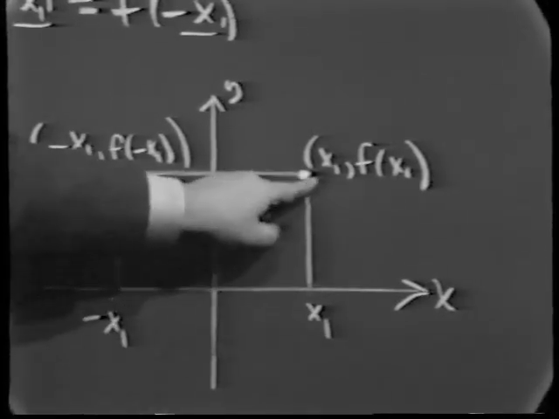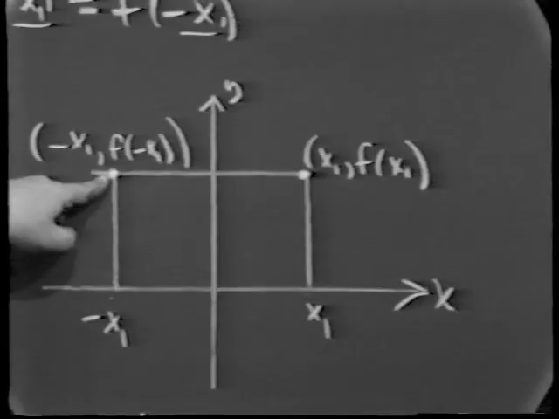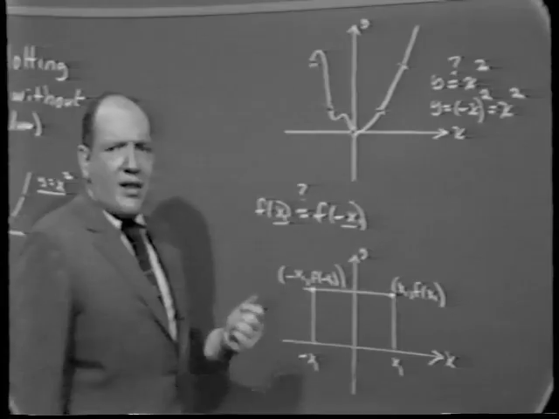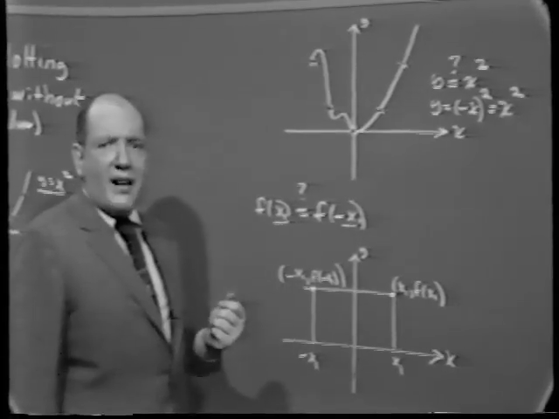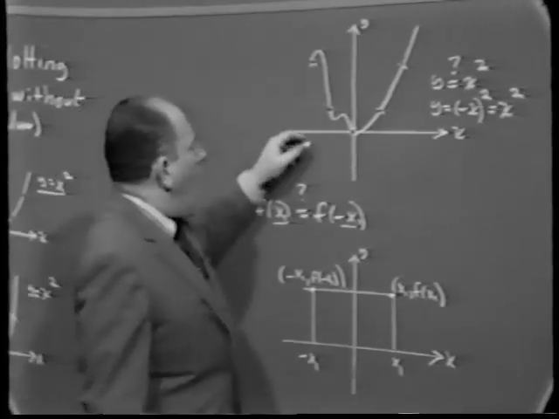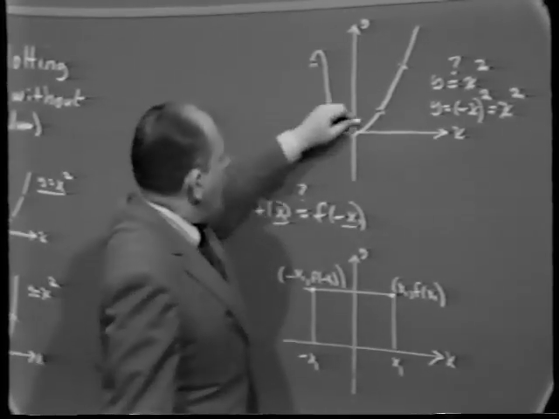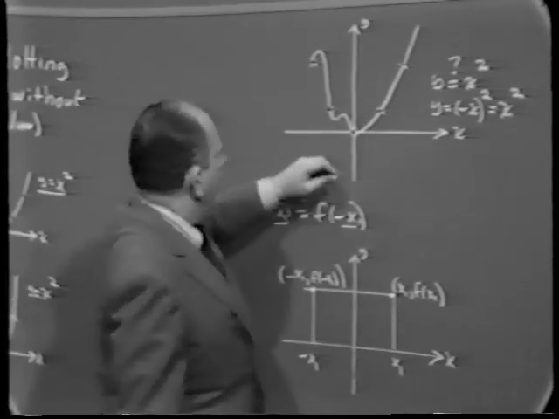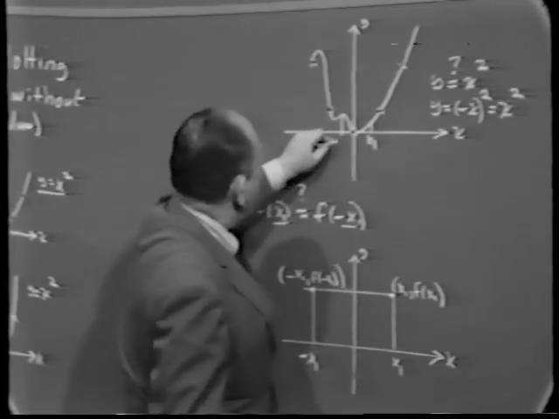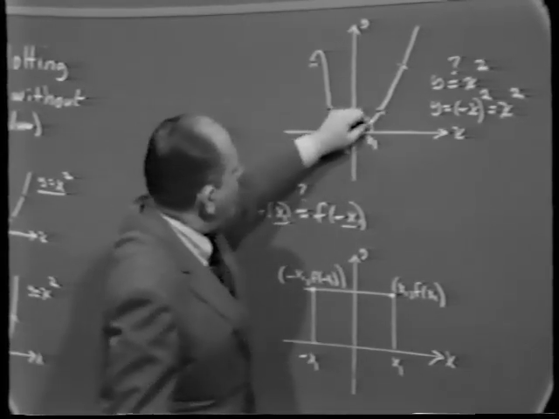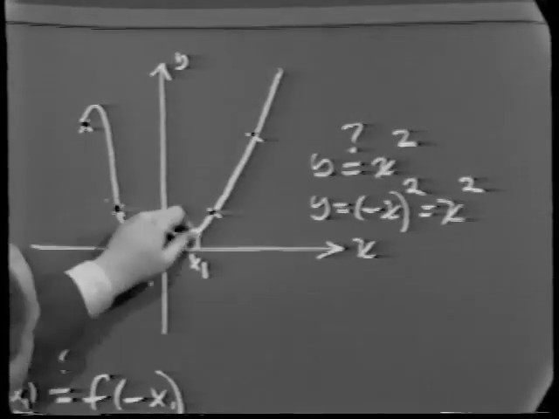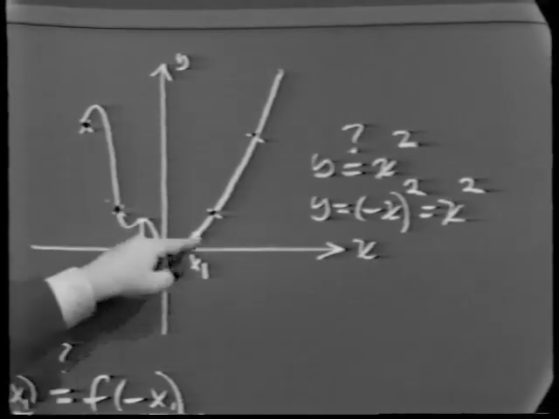In short, this point is the mirror image of this point. In terms of a graph, if f of x equals f of minus x for all x, the graph of y equals f of x is symmetric with respect to the y-axis. By the way, that's why we could rule out this type of possibility here. For example, here's x1 over here, here's minus x1, and notice that for this choice of x, the points on the curve are not mirror images of one another with respect to the y-axis.